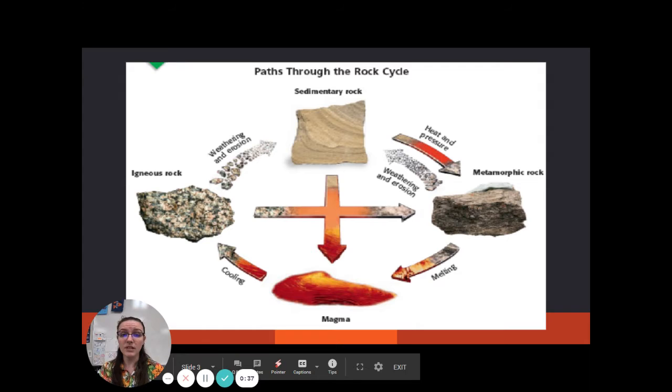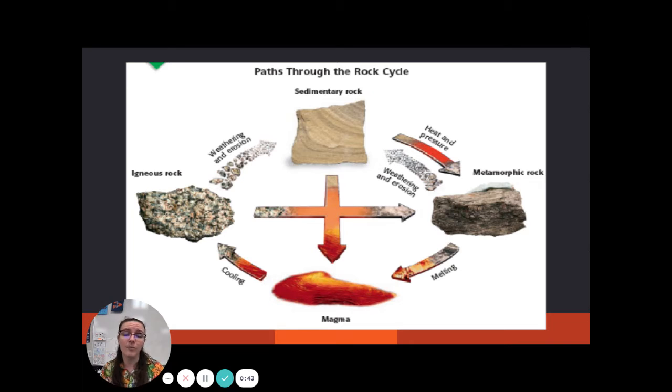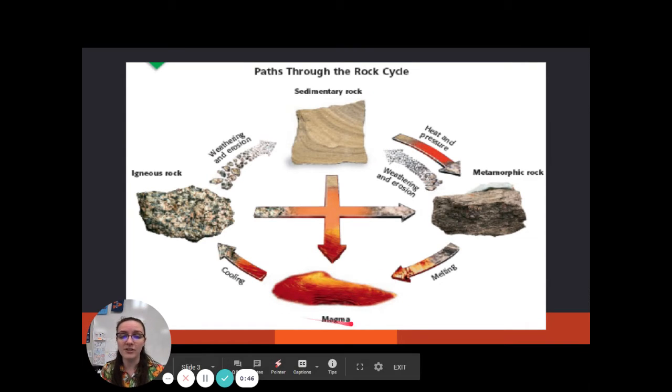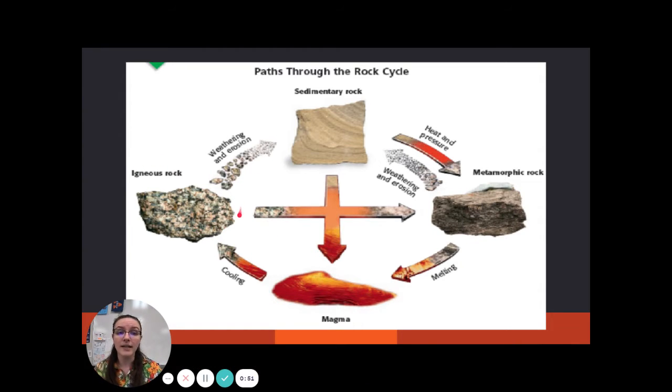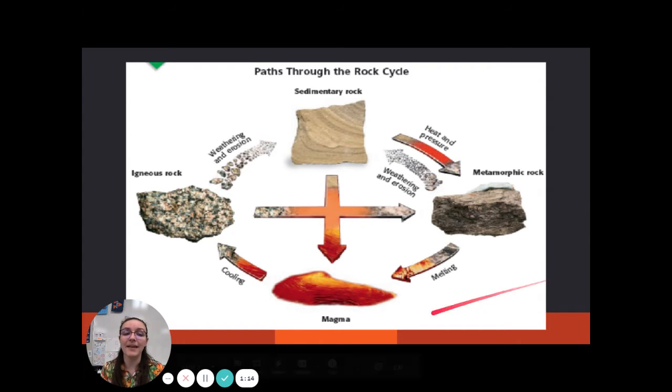So you're probably familiar, at least a little bit, with the rock cycle, how rocks can change from one kind to another. If we think about starting with magma, when magma cools and hardens, it becomes igneous rock. An igneous rock can weather and erode, and those little pieces can be compacted to form a sedimentary rock. Or an igneous rock could feel some heat and pressure and become a metamorphic rock. A metamorphic rock could also weather and erode to become sedimentary, or sedimentary could go through heat and pressure to become metamorphic, and any of them can melt to go back to being magma.